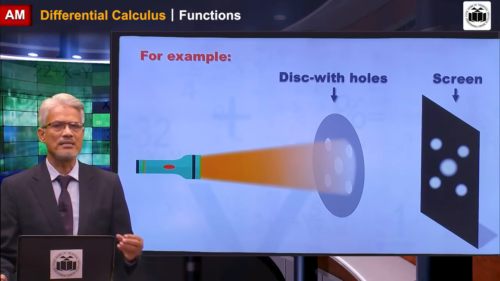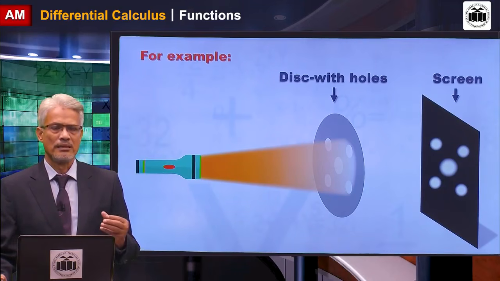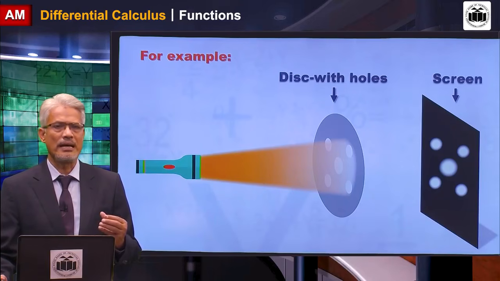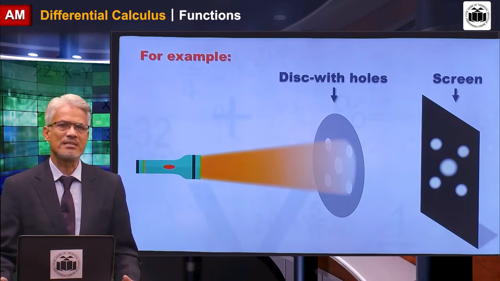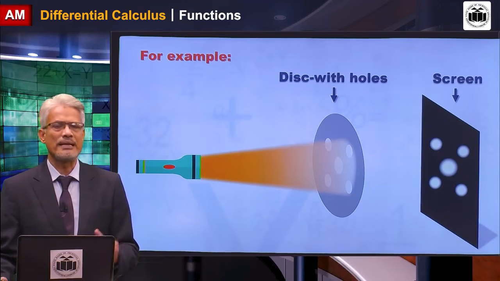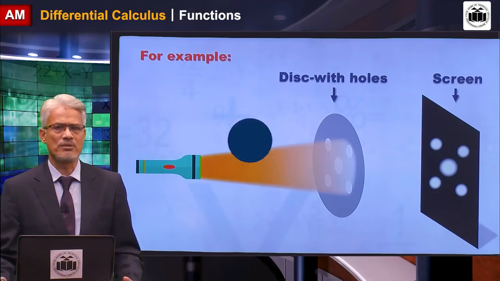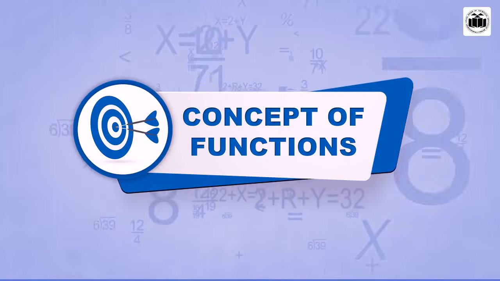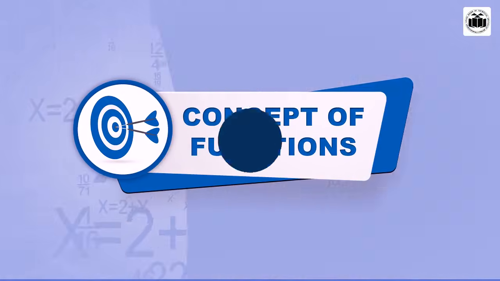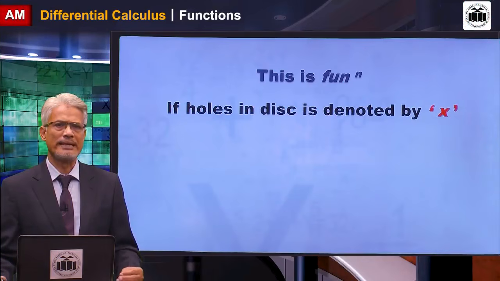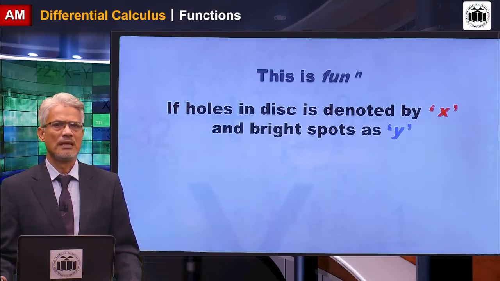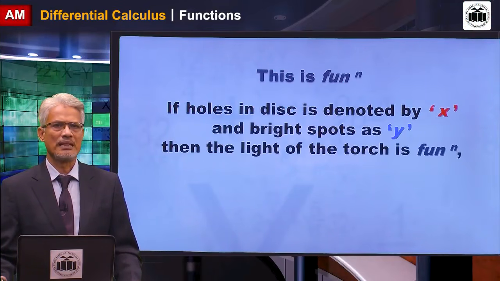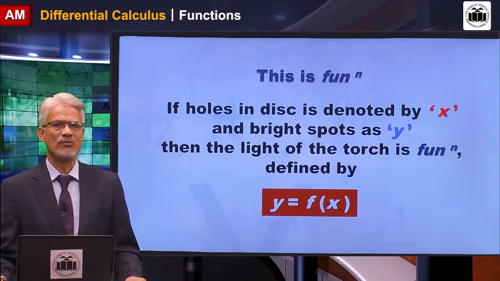That's why light is the function for the creation of the spots on the screen. Therefore, in this case, light is a function from one set to another set. Here the first set is the disk with holes and the second set is the screen with bright spots. If holes in the disk are denoted by X and bright spots by Y, then the light of the torch is a function defined by the rule Y is equal to f(x).